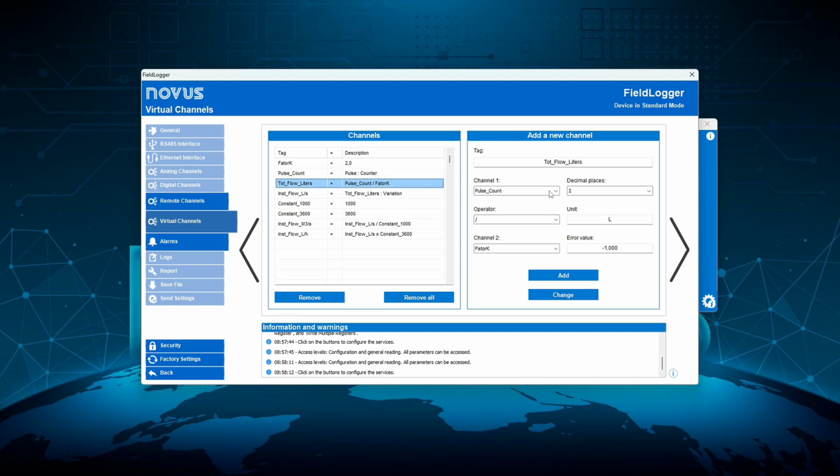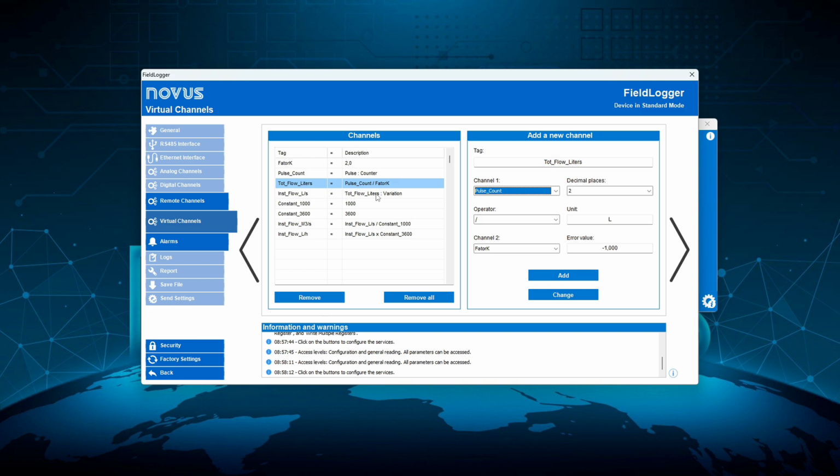Now, we will create a virtual channel to display the totalized flow in liters, which is the volumetric unit we are working with. I assign a name to the channel. In my example, tot_flow_liters. Then I select the virtual channel pulse_count, which is the pulse counter, divide it by the K-factor, which in my case is 2, and set 2 decimal places. I configure the unit as L. This operation will make each pulse represent 0.5 liters, creating a totalized value corrected by the K-factor, meaning this will already be the real totalized value in liters.